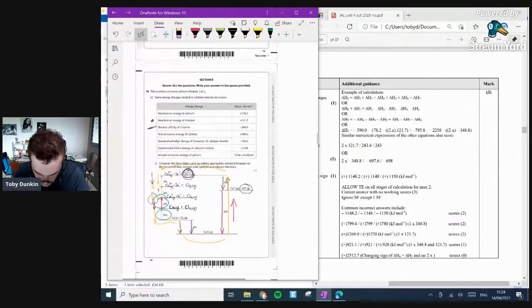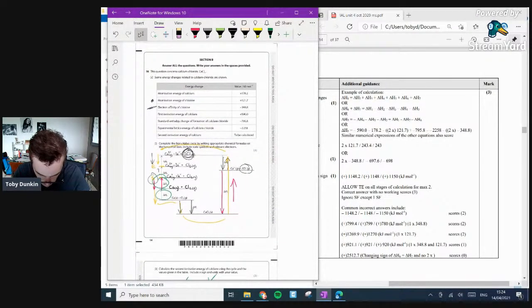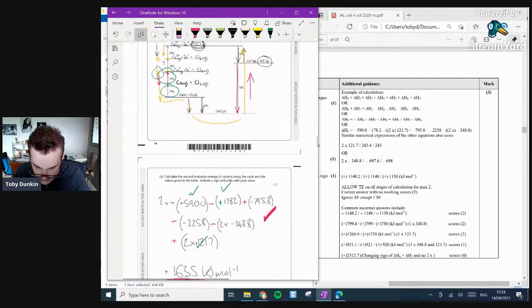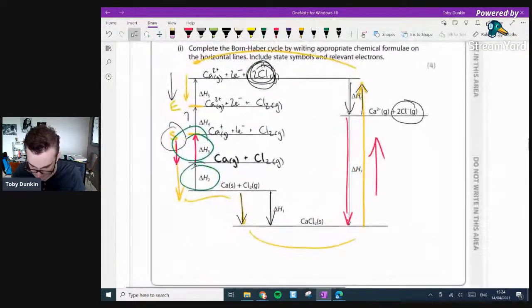That's 2 times 1, 2, 1. Atomization energy of chlorine. Oh, no, that's okay. Yeah, no, atomization. Oh, nuts. Okay, so I realized I've gone wonky. It's okay, I've just made an error here. I can fix this, look.